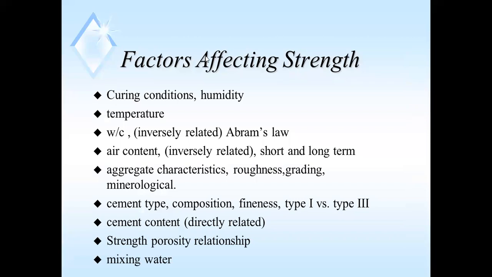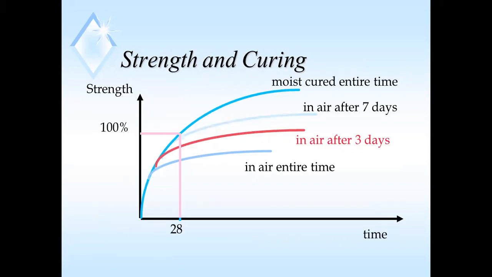Yes. So the factors which affect the strength we have discussed earlier, like curing conditions, then humidity, temperature, water to cement ratio, then air content, cement type, its composition, the fineness, then cement content, strength, porosity relationship, and the water which we are going to use. Strength and curing. If you see the graph, okay, how it is there. As we know, concrete is going to achieve the strength at the end of its 28 days. So how curing is going to affect as far as strength gaining is considered.